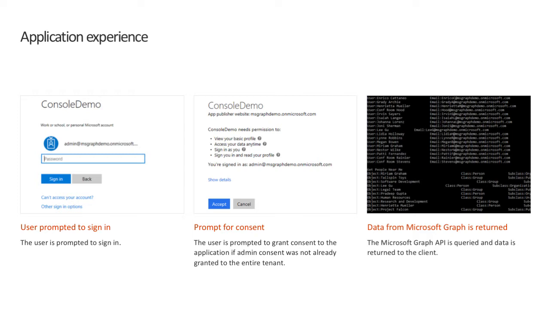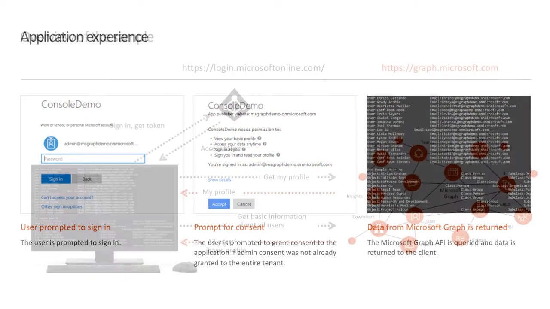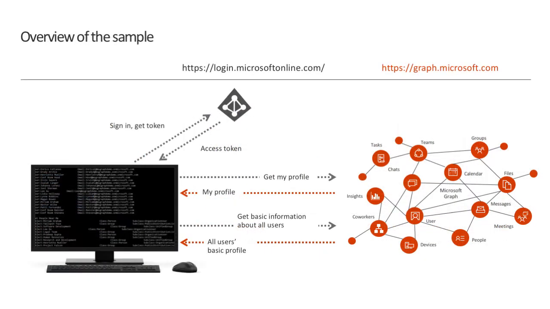Once that happens and the consent dialog goes away, then the console application will fetch the data from the Microsoft Graph that's been specified and then show that data on the screen.